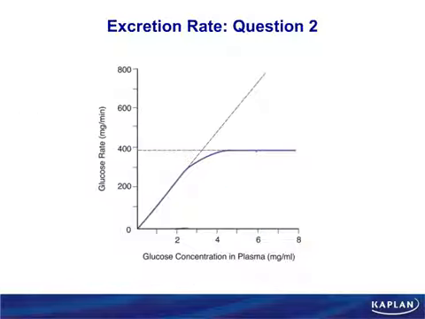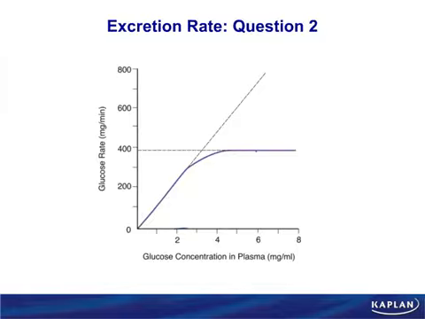Another thing the exam will do is try to confuse you between transport maximum and the renal threshold. Remember your units. The renal threshold is a plasma glucose concentration. Has to be in milligrams per milliliter. Transport maximum is a rate of reabsorption. Has to be in milligrams per minute.